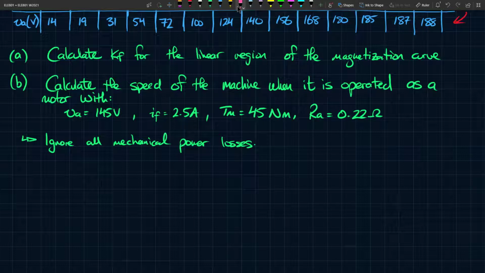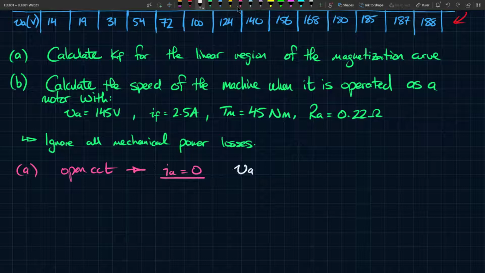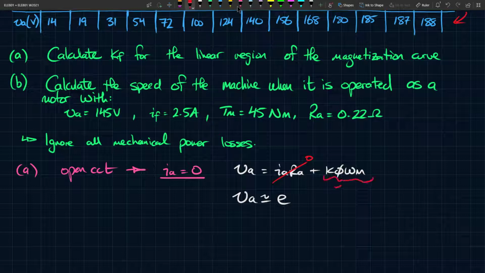So the first thing we do is say that since this is open circuit, let's start with part A. So this is open circuit, and what does open circuit imply? Open circuit implies that IA is equal to 0, which is very important. Now if IA is equal to 0, that means that VA equals IA RA plus K phi omega M, which is our equation for the DC machine. We'll simplify, this will go to 0, and that means VA is approximately equal to E, and of course we know that E is K phi omega M.